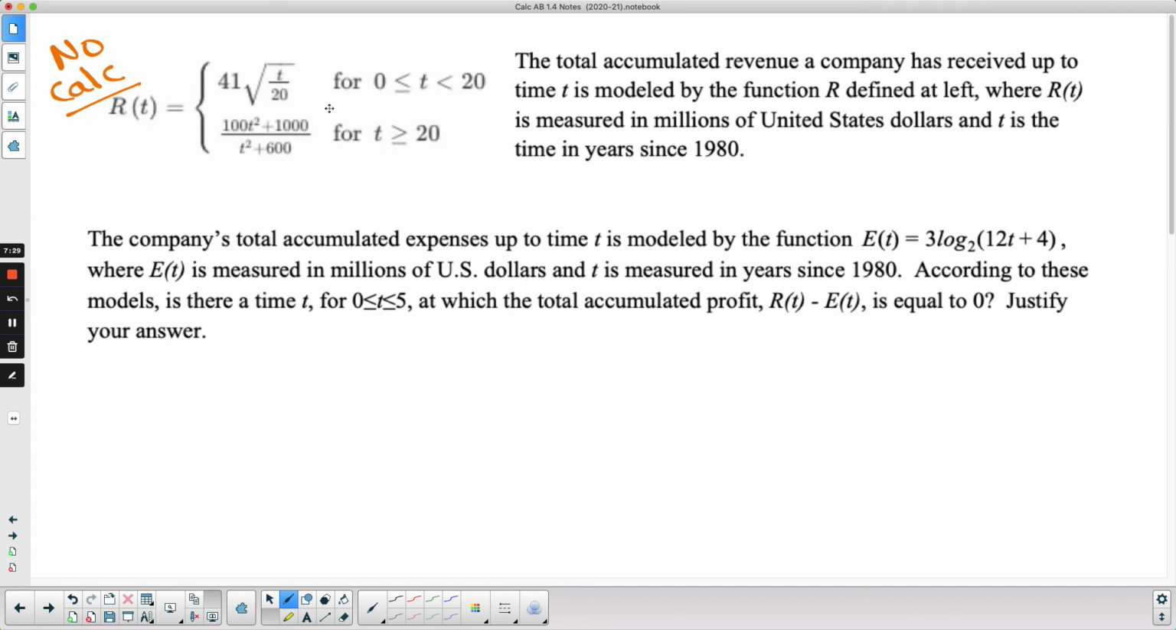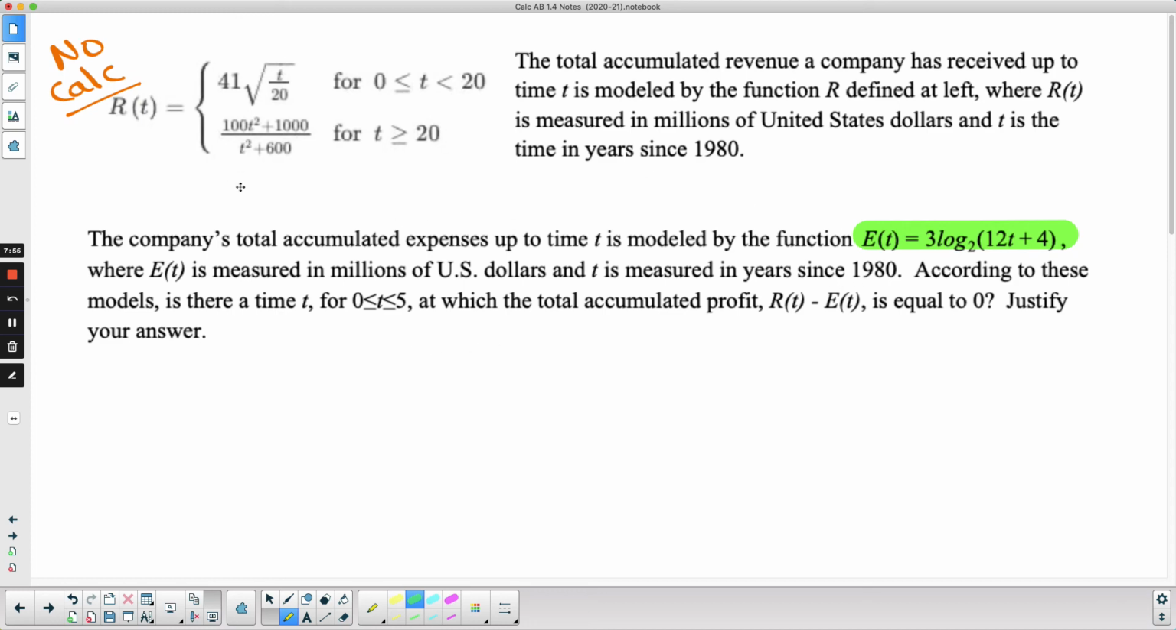We've been looking at piecewise functions with continuity and all of that. This represents the total accumulated revenue a company has received in t years since 1980. Now, this company also has accumulated expenses, and that is modeled by this function E of t. And that's measured in millions of US dollars and t years since 1980.